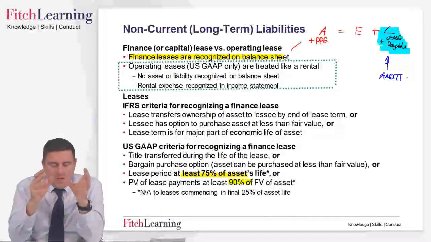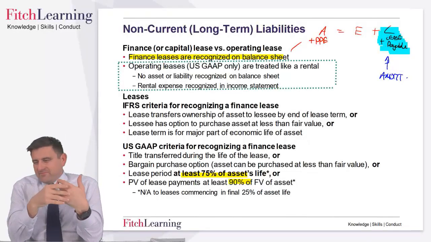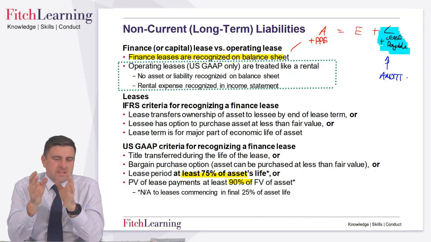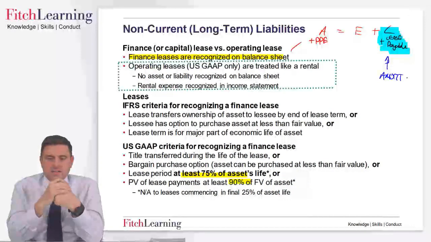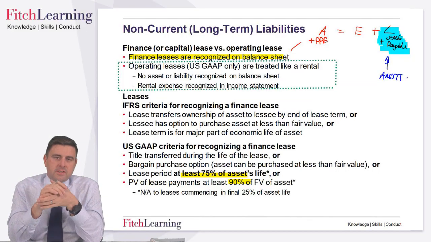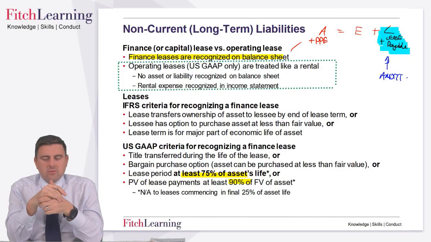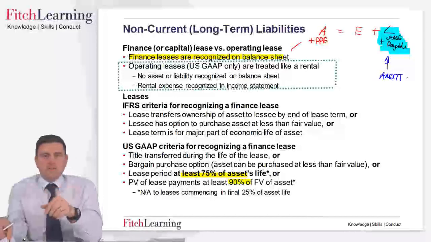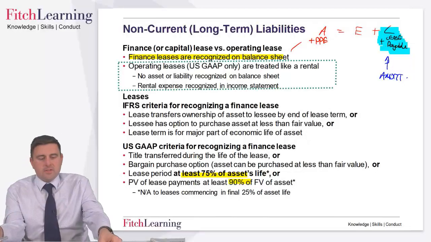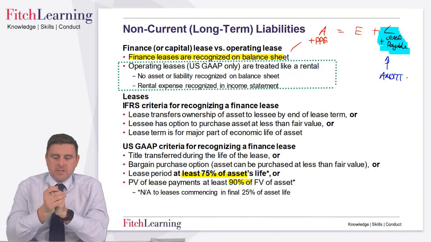So IFRS is really simplified in the syllabus in the sense that they now say that if any lease extends beyond a period of 12 months, then effectively it's going to be treated as a capital lease and therefore brought to the balance sheet. So there's no real distinction between operating, where the asset doesn't come to the balance sheet, versus the capital lease where it does.